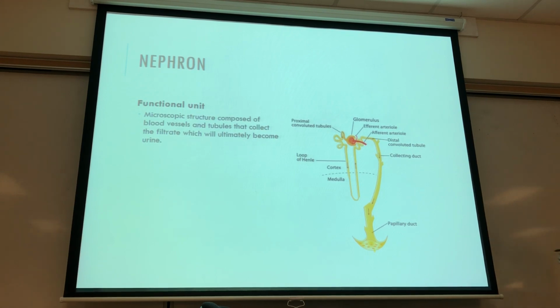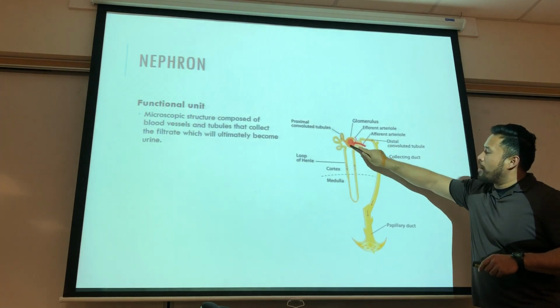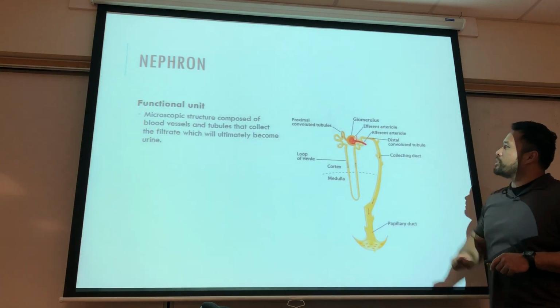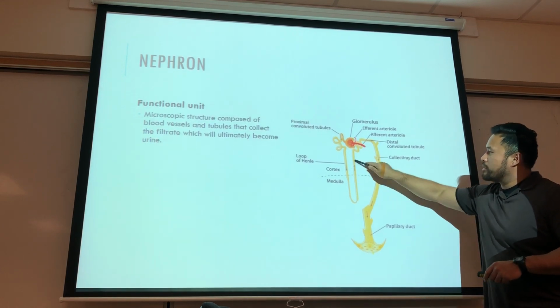The blood vessels that we'll be able to look at: we'll look at the afferent arteriole, we'll look at the capillaries, and then we'll look at the efferent arteriole, and then all the capillaries that come in and wrap around the tubules.